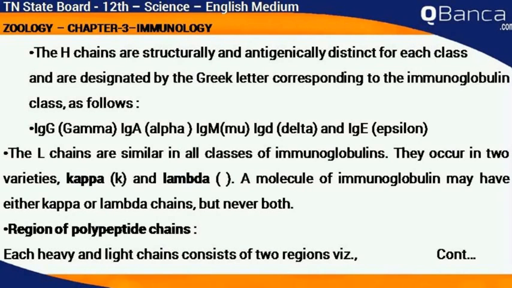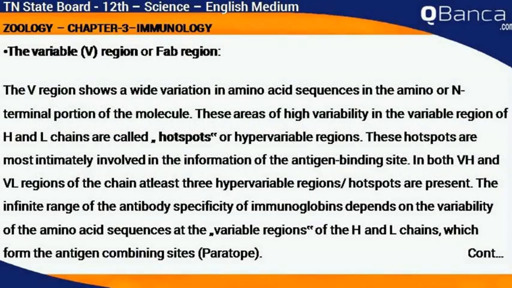The L chains are similar in all classes of immunoglobulins. They occur in two varieties, kappa and lambda. A molecule of immunoglobulin may have either kappa or lambda chains but never both. Region of polypeptide chains. Each heavy and light chain consists of two regions, the variable V region or Fab region.